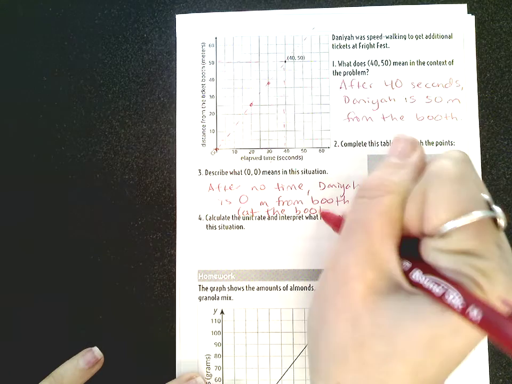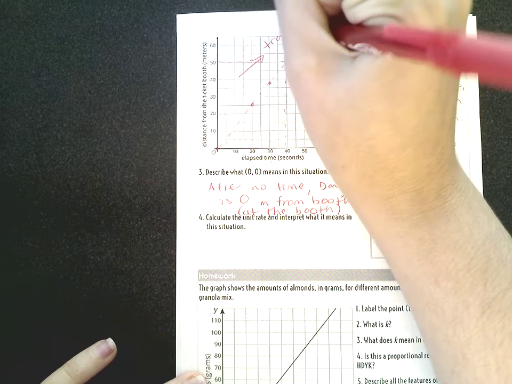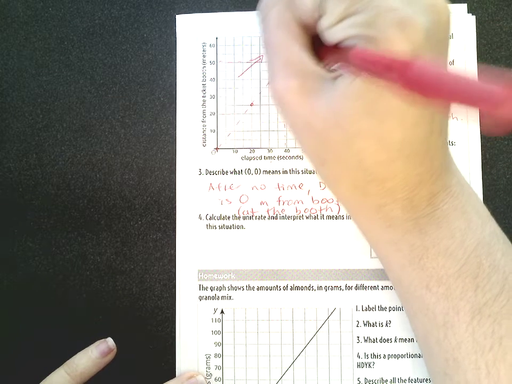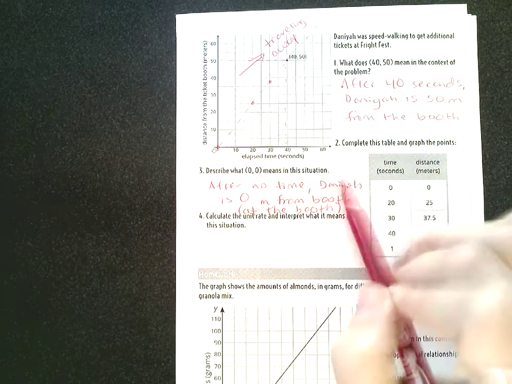So at the beginning of this, after no time, she's at the booth, and after 40 seconds, she's 15 meters away. So that means she's traveling away. She's leaving. She got her tickets, and now she's heading away from that booth. But the question is, how fast is she going?